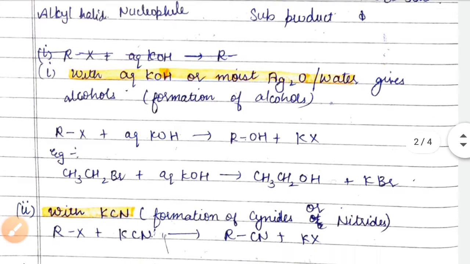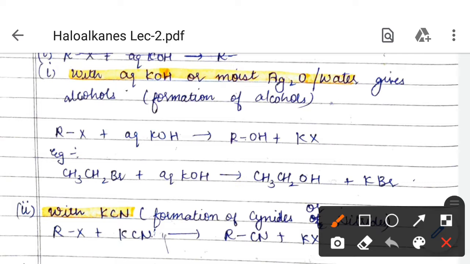first, when it is treated with aqueous potassium hydroxide or moist silver oxide, then we get alcohols. X is replaced with OH group and we get alcohols. So when haloalkanes are treated with aqueous potassium hydroxide or moist silver oxide, we get alcohols as the main product. Taking up an example, CH3CH2Br. In this Br is replaced with OH group and we get alcohol.